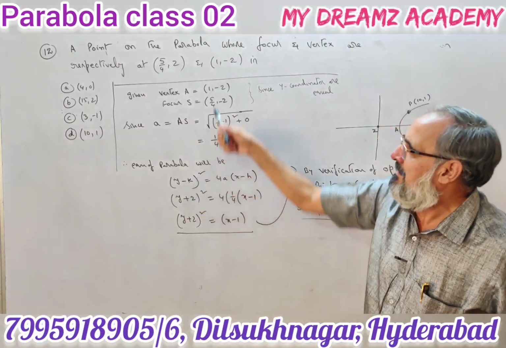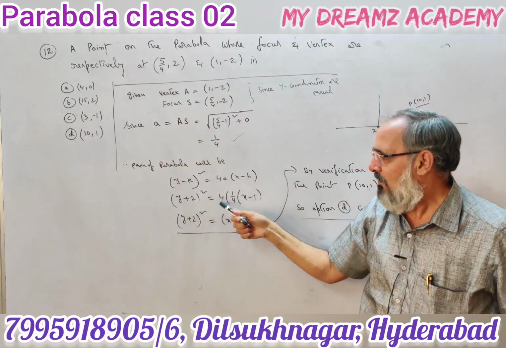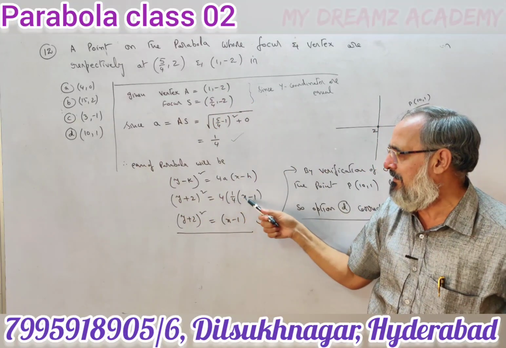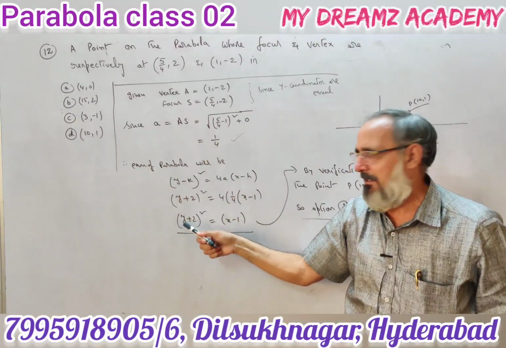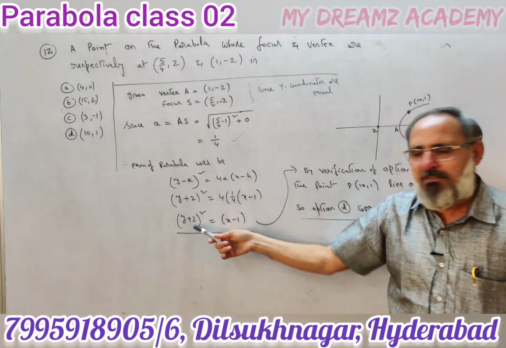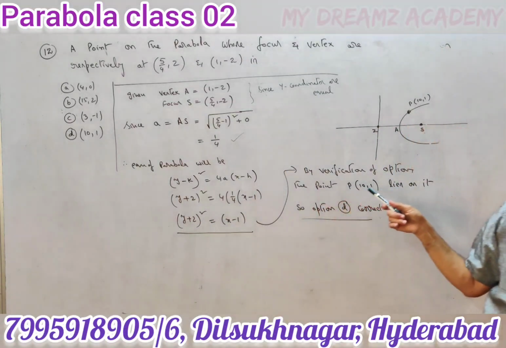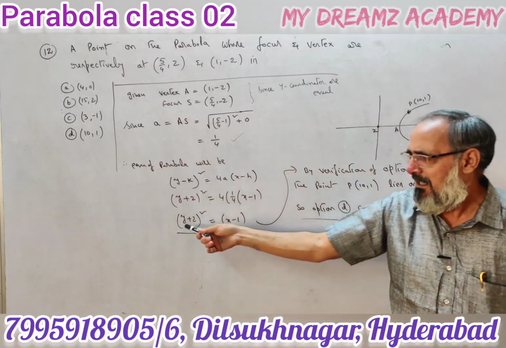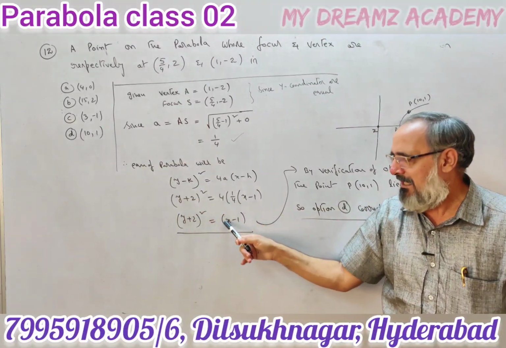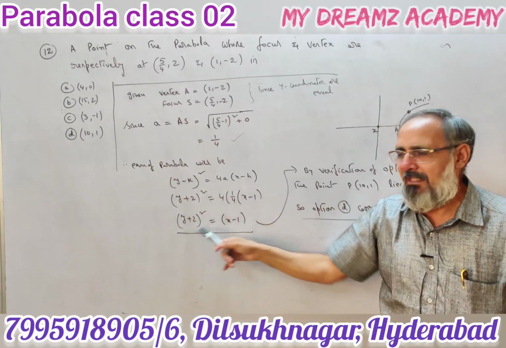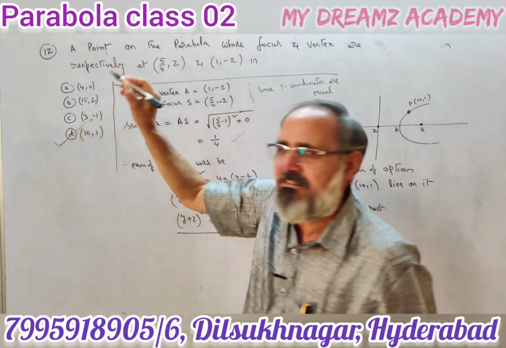With vertex (h, k), we get (y plus 2) whole square, and 4 into a, which is 1 by 4, into (x minus 1). The 4 and 4 cancel. We got the equation of the parabola: (y plus 2) whole square equal to x minus 1. Now verify the options: the point (10, 1), keep 1 for y. 1 plus 2 is 3, and 3 square is 9. 10 minus 1 is 9. So 9 equals 9. Hence option D is the correct answer for this question.